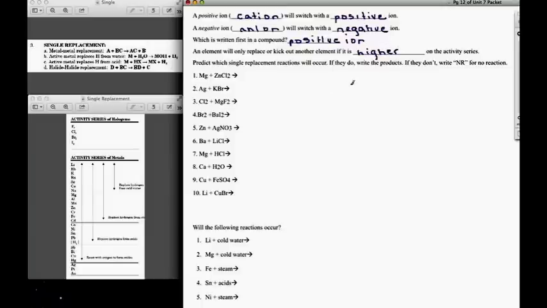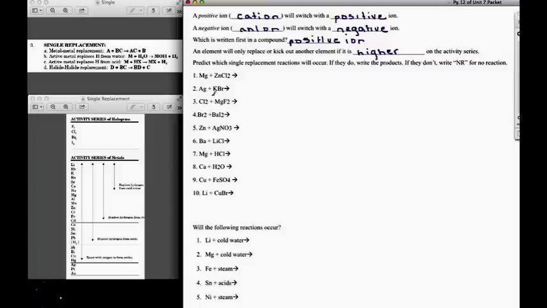If the thing that's coming along, so if A is coming along, is not higher up than B on the activity series, it cannot kick B out. It's not active enough to kick B out. And if it's not active enough, then we write no reaction.